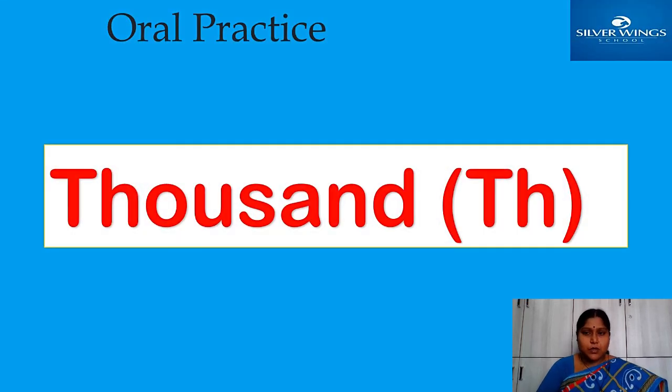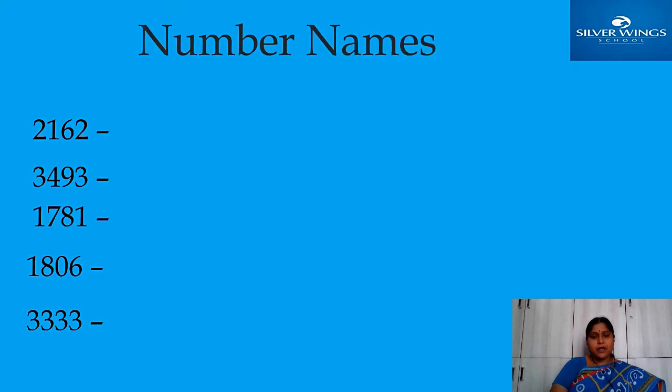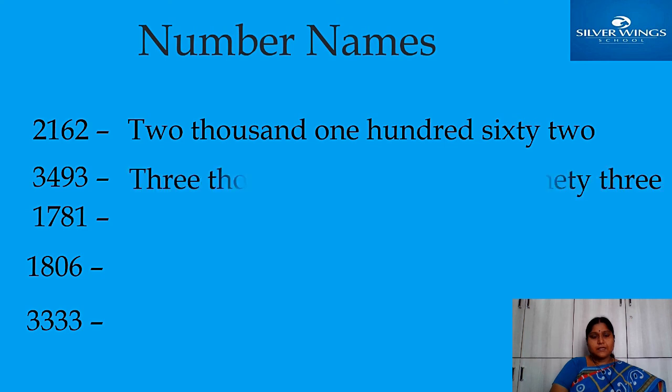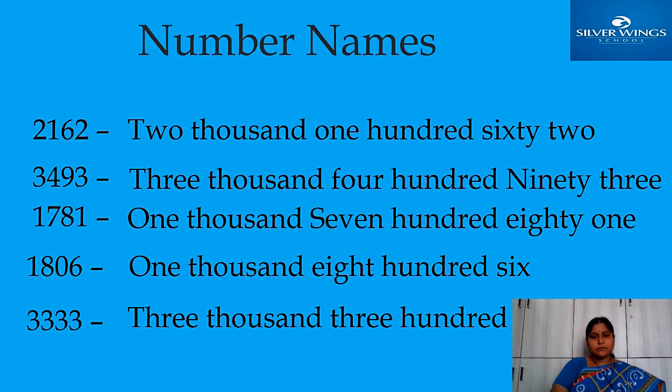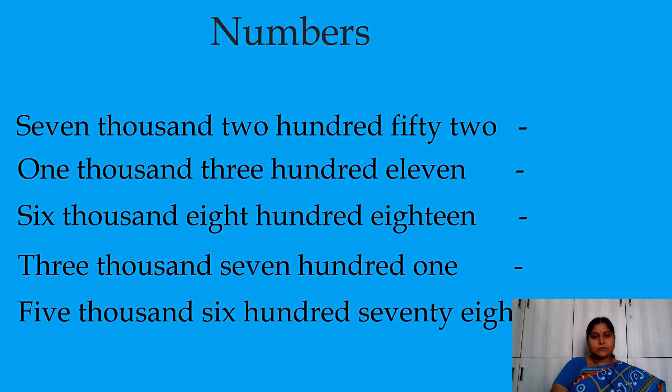Now, you should learn thoroughly the spelling of thousand. The spelling is T-H-O-U-S-A-N-D. Thousand. Okay. Here I give number names. Observe the screen once. 1000 and 100 spellings are very important. You should learn the two spellings. Here see, I give the number names. You should write the numbers.